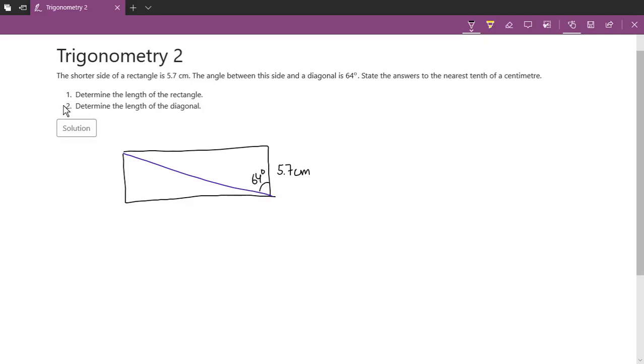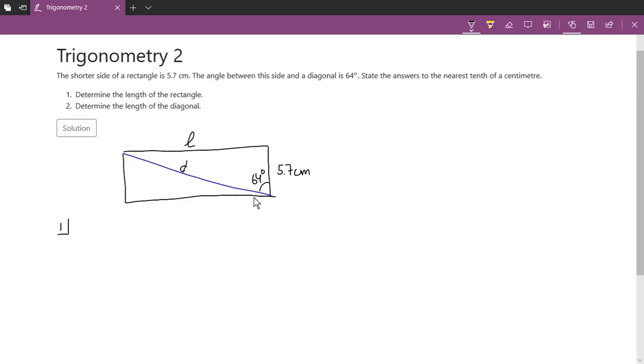In question 1, they want us to determine the length of the rectangle. So this is going to be the length, and I'm going to call that L. In question 2, they're asking us to determine the length of the diagonals. I'm going to call the diagonal D. Okay, let's start with question 1.